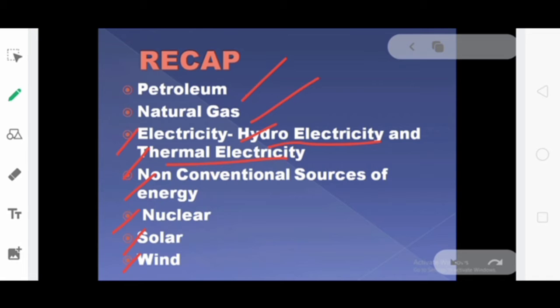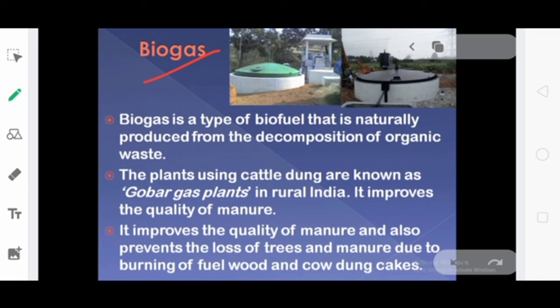There are some more non-conventional sources of energy left which we will be discussing in this video. So we'll start with biogas. Biogas is a type of biofuel that is naturally produced from the decomposition of organic waste. The plants using cattle dung are known as gobar gas plants. Most biogas plants use cow dung or cattle dung for the production of biogas.